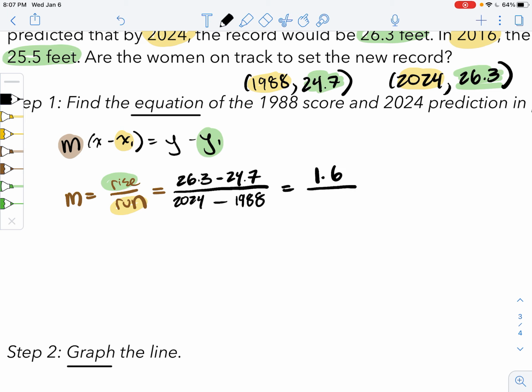And then 2024 minus 1988 gives us 36. Now remember what these are all about. This is like feet jumped, and this is years. So on average, they are jumping 1.6 feet farther every 36 years. So chew on that for a while.